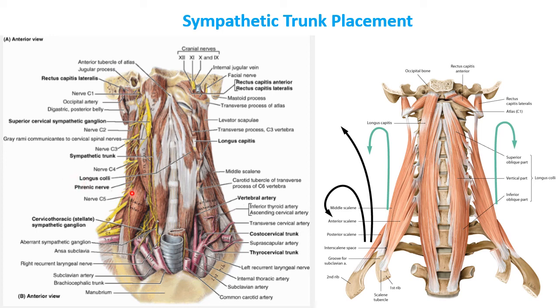Let's begin by dealing with the placement of structures again. Now, the most posterior structure in the neck is the vertebral column. In this particular figure, you can see this is the occipital bone, this is the atlas, and thereafter the rest of the vertebrae: axis, C3, C4, C5, C6, C7.